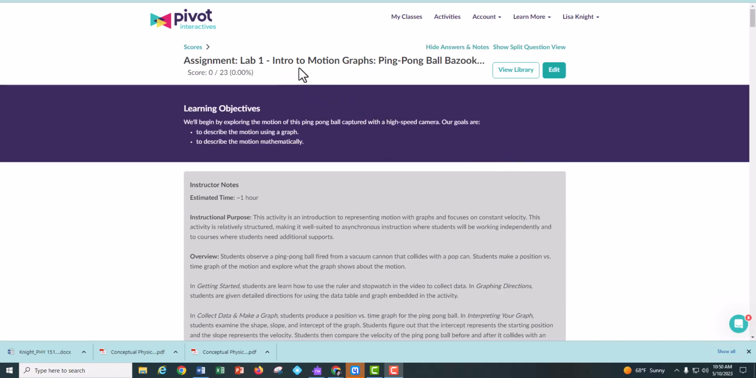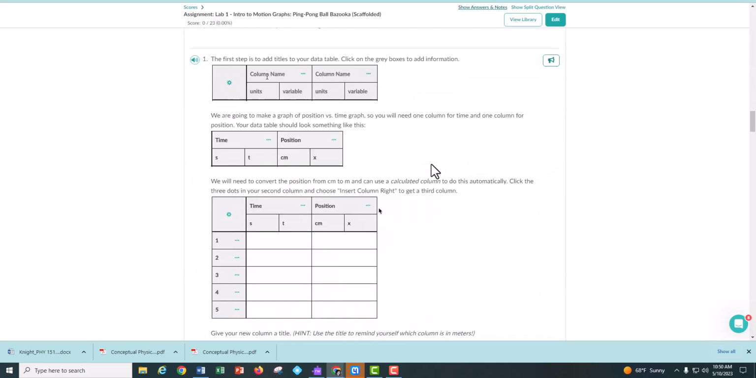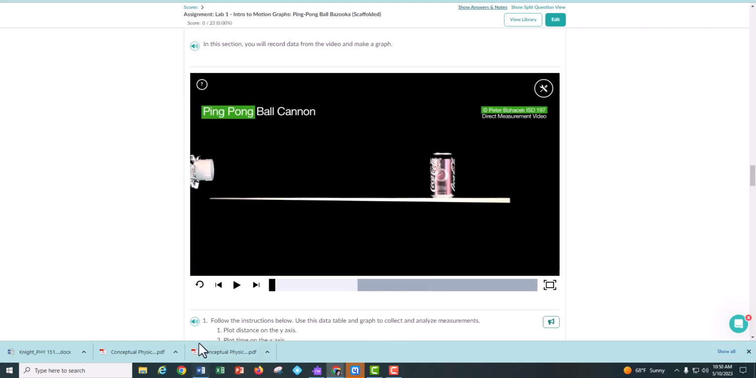So you're basically going to be given a video and instructions on how to do the analysis of a ping pong gun that launches a ping pong ball at a Coke can. And what you want to do is to track its motion from the time after it leaves the gun to when it hits the can.